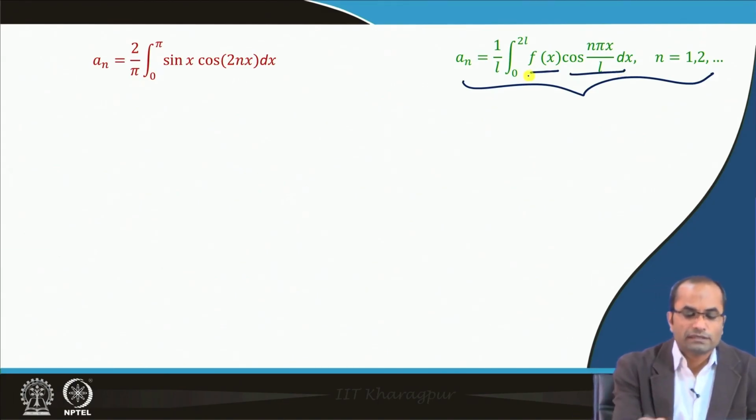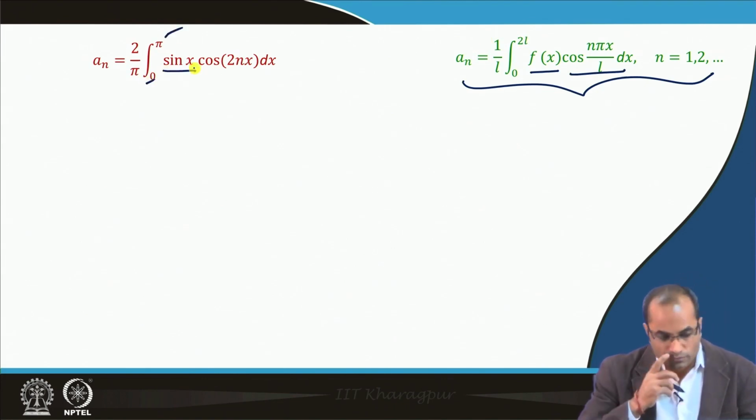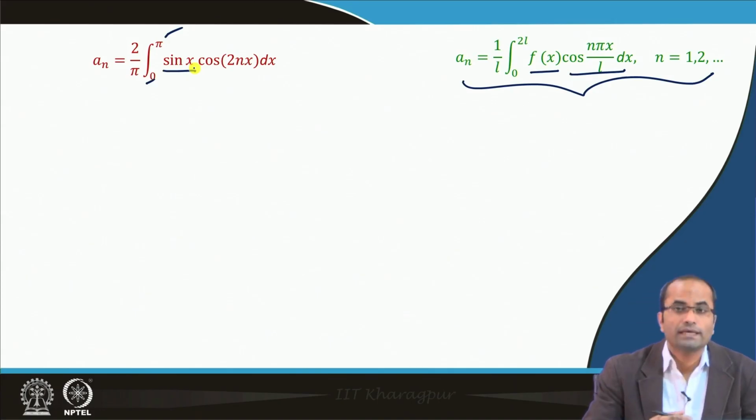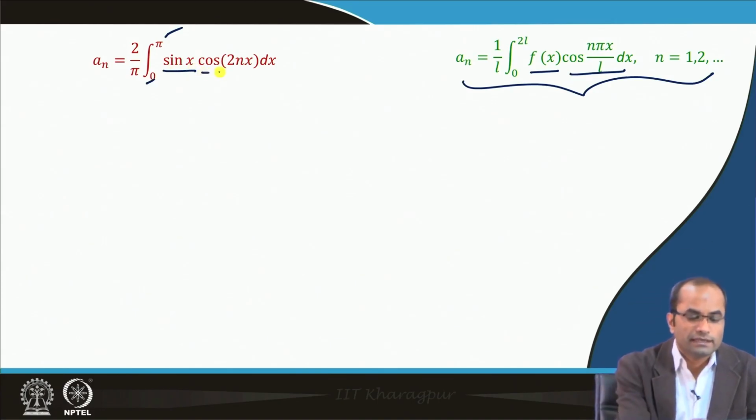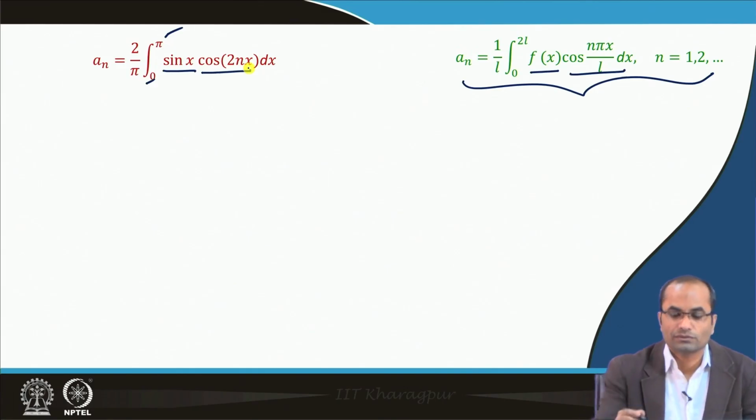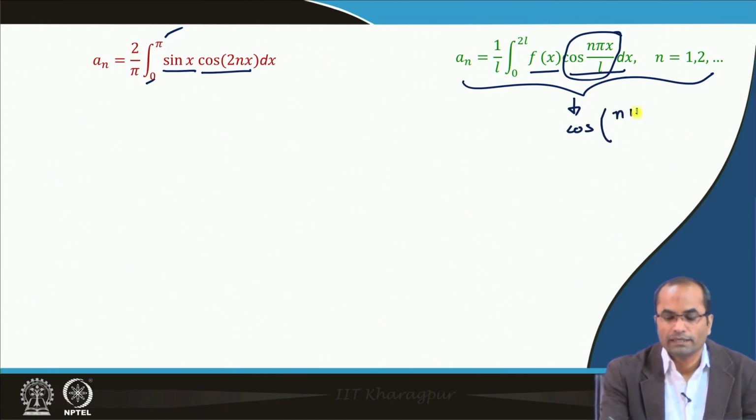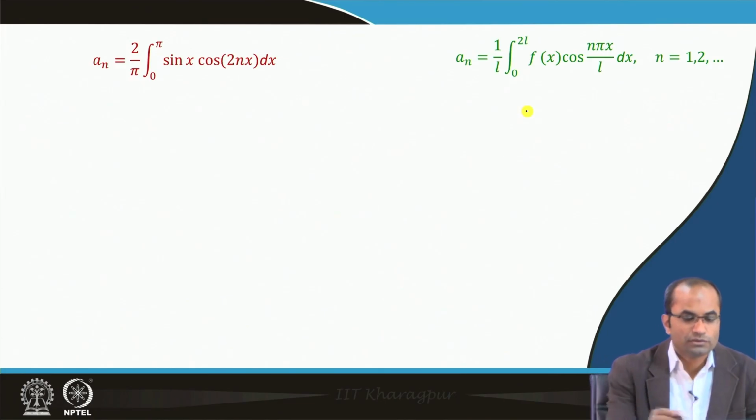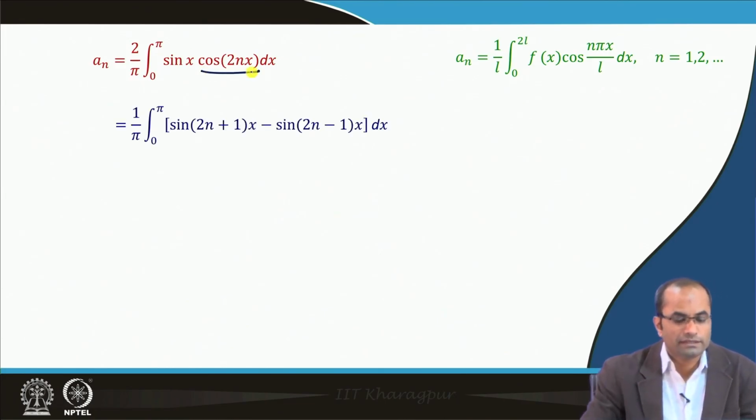Here we will take this f(x), 0 to 2L, that means 0 to pi, where the function is positive. So we have sin x, and then cos 2 n x. How are we getting cos 2 n x? The cos of n pi x over L, where L is pi by 2, so this pi gets cancelled and we have 2 n x. Now we can integrate this.